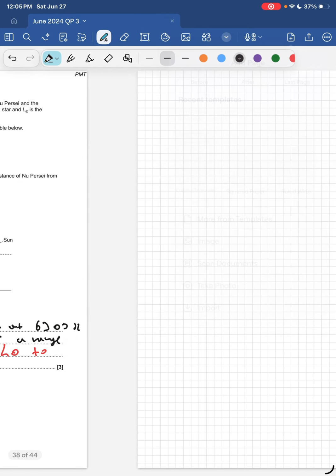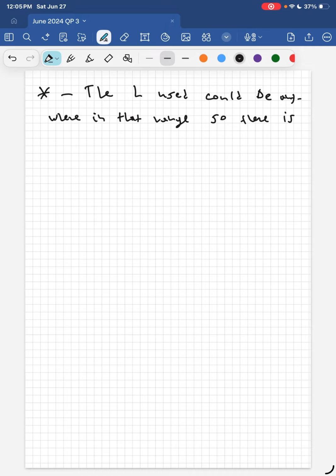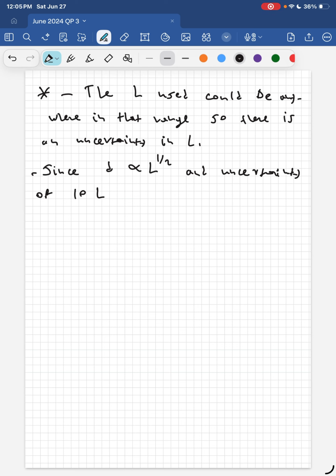Okay, let's use a clean page again. Okay, so the L used could be anywhere in that range. So there is an uncertainty in L. Okay, so since the distance is proportional to the square root of L, an uncertainty of 10L of the sun leads to a factor of 3.16 uncertainty in distance.